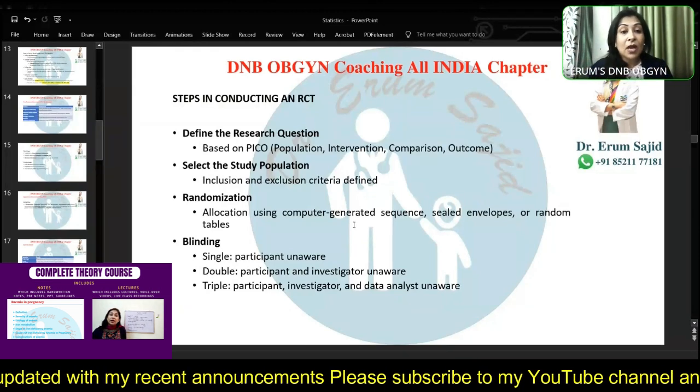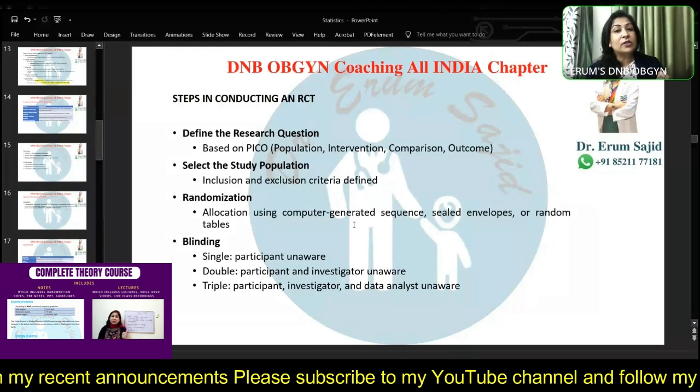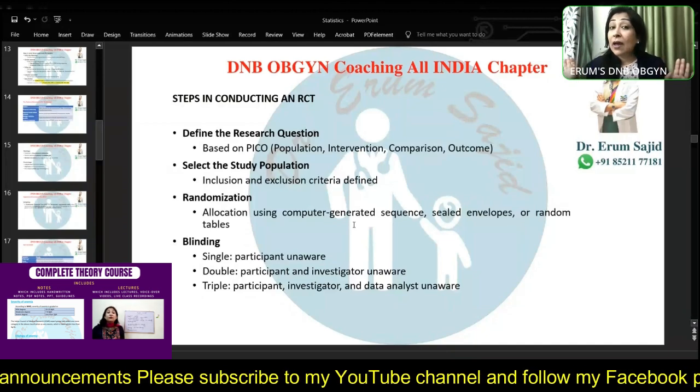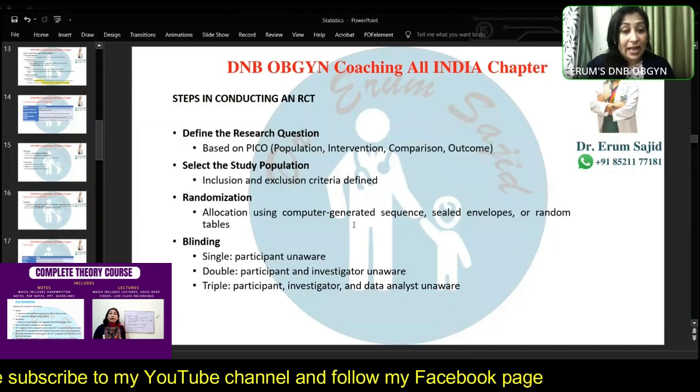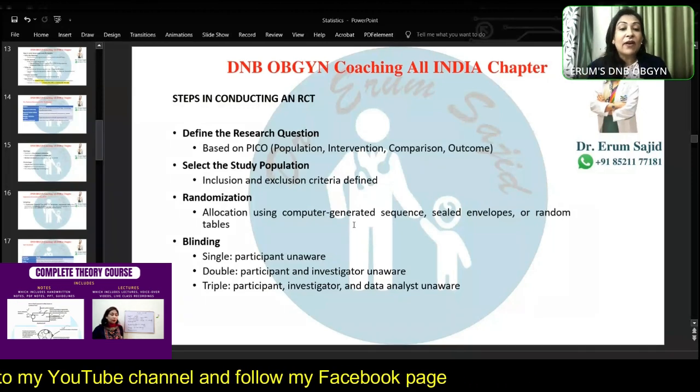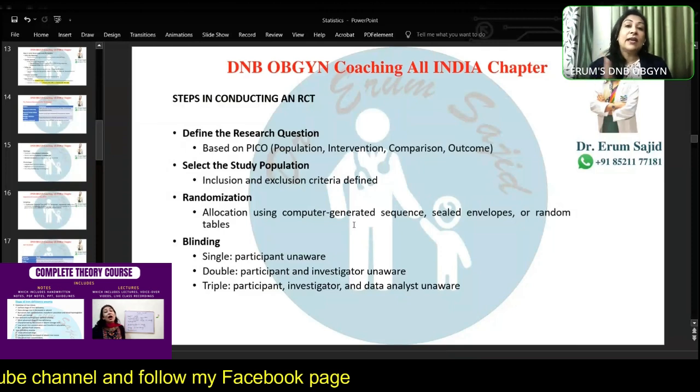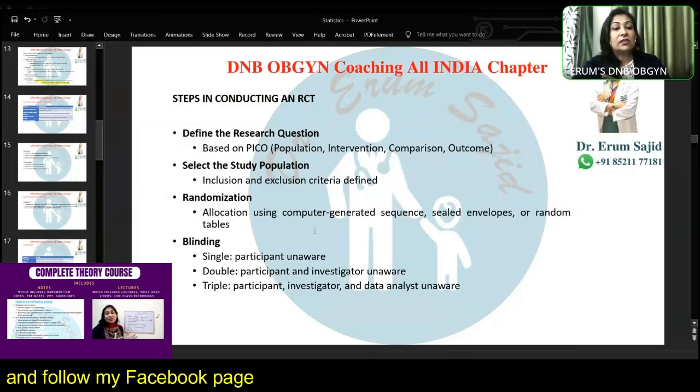Then I randomize them. Using a computer generated sequence, I have sealed envelopes, or have random tablets, so I don't know which I'm giving what. Then there is, like I said, blinding. Participant is unaware, investigator is unaware, data analysis is also unaware. This is single, double, triple.